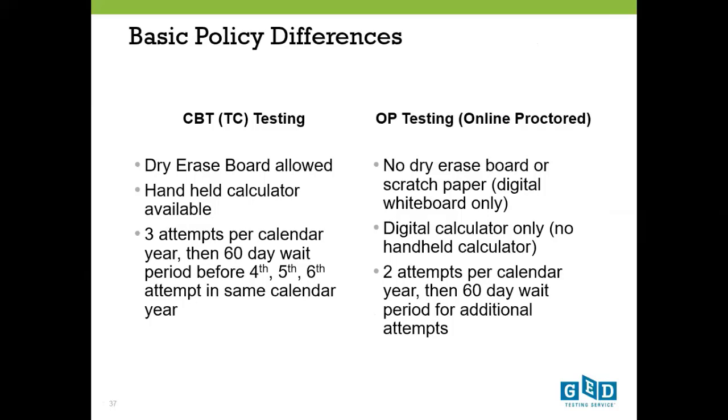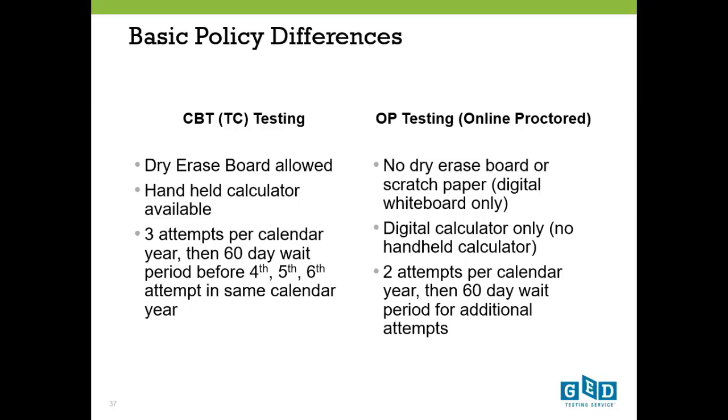And I just wanted to restate some basic policy differences. We've talked about these things already for the most part. I will say that if a student is testing at a test center, they have 3 attempts before the 60-day wait period on a 4th, 5th, or 6th attempt comes into place in the same calendar year. So again, there would be a 60-day wait period between the 3rd and 4th attempt. The 5th attempt would be available, and then the 6th attempt. On OP testing, we only have 2 unique forms, so they get 2 attempts on OP before they have to wait the 60-day wait for additional attempts. And they can flip back and forth between OP and CBT testing as well.